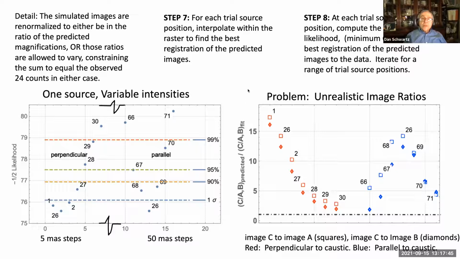That problem is that we get totally unrealistic image ratios. The ratio of image C to either image A or B is much smaller than predicted. In other words, A and B are much larger fluxes than expected from a single source that would be inside the caustic. And we see that this discrepancy occurs just where we would get the minimum likelihoods, and obviously allowing that extra degree of freedom of the unrealistic source amplitudes is what's lowering the likelihood.